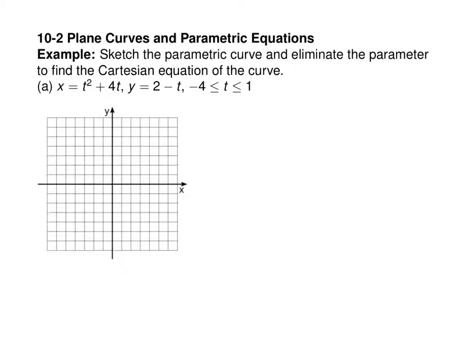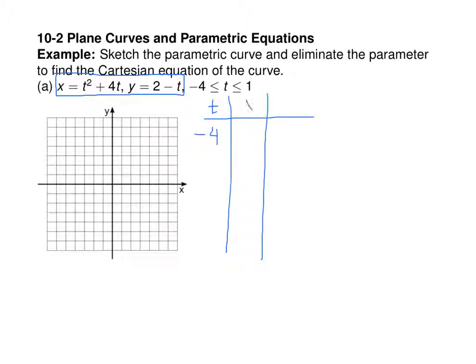The next thing we talked about were parameterizations of our parametric curves. So we're going to sketch the curve defined by x equals t squared plus 4t and y equals 2 minus t, for t in between -4 and 1. So you make a table and you input t's within your domain and you plot the x's and y's that come out. So if t is -4, x is 0 and y is 6. We have this point. And if t is -3, x is -3 and y is 5. So plot the point -3, 5.